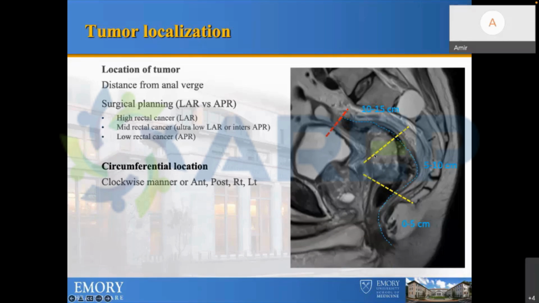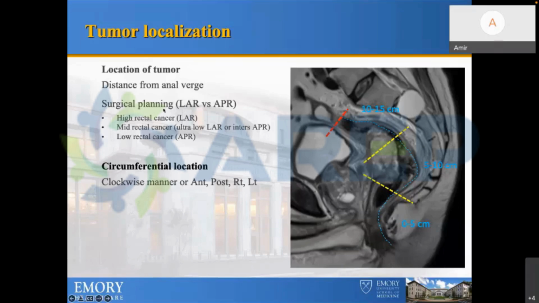It's actually sigmoid cancer. Some people mistakenly say, oh, there's a rectal tumor here. No, there's no rectum there. If it's beyond 15 centimeters, it will be sigmoid colon. If you don't know, and it's close to this junction, you can call it a rectosigmoid cancer. But again, it would be more in the territory of sigmoid colon because the peritoneum ends here.